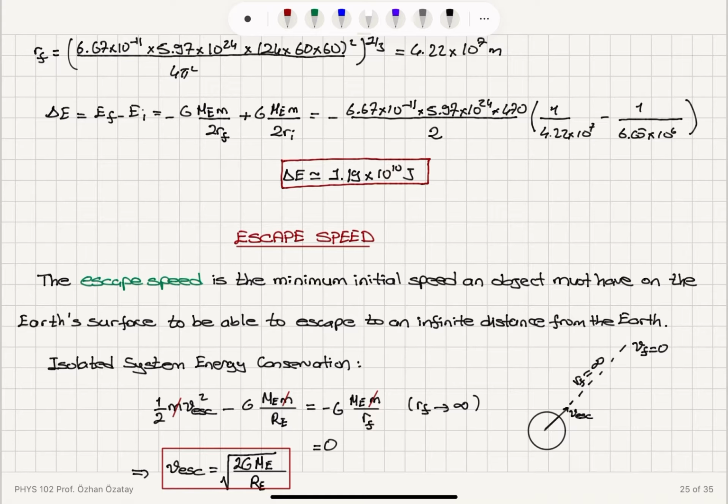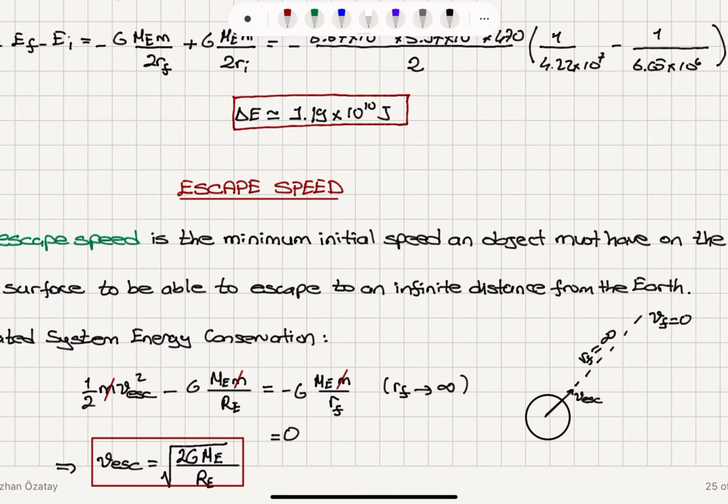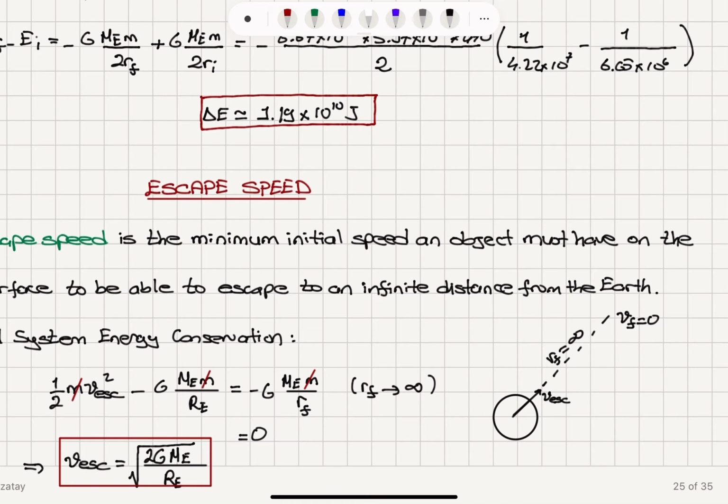Okay, so if we have an isolated system, and the object has the escape speed, it has the initial kinetic energy 1/2 m v escape squared. Potential energy is minus G m_E m over r_E because we're at the Earth's surface. This must be equal to the final energy. So we're going to an infinite distance from the Earth with zero velocity at the end. Because we define the potential energy at infinity to be zero, this must be equal to zero. So this is the definition of escape speed.